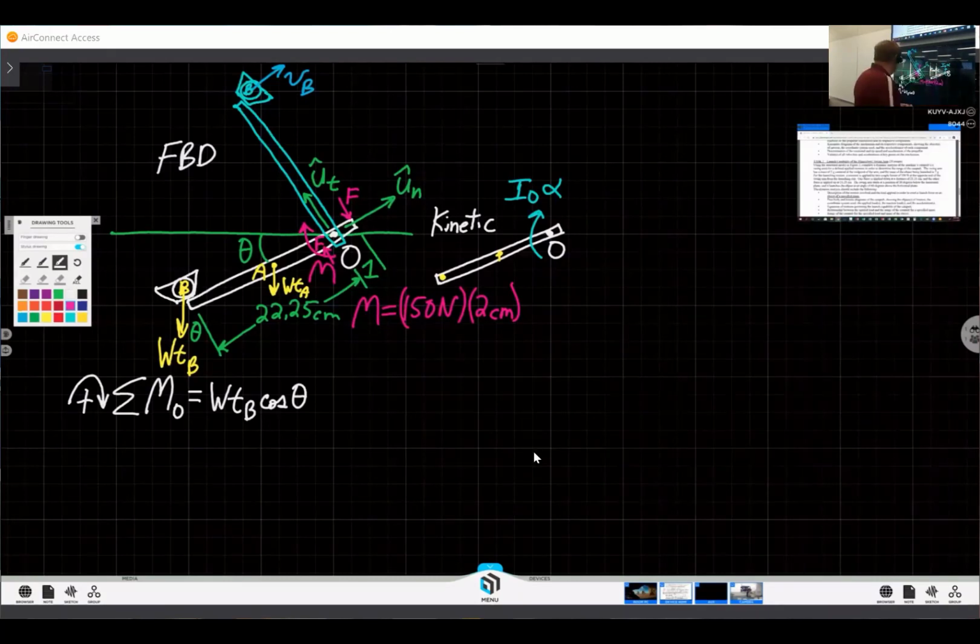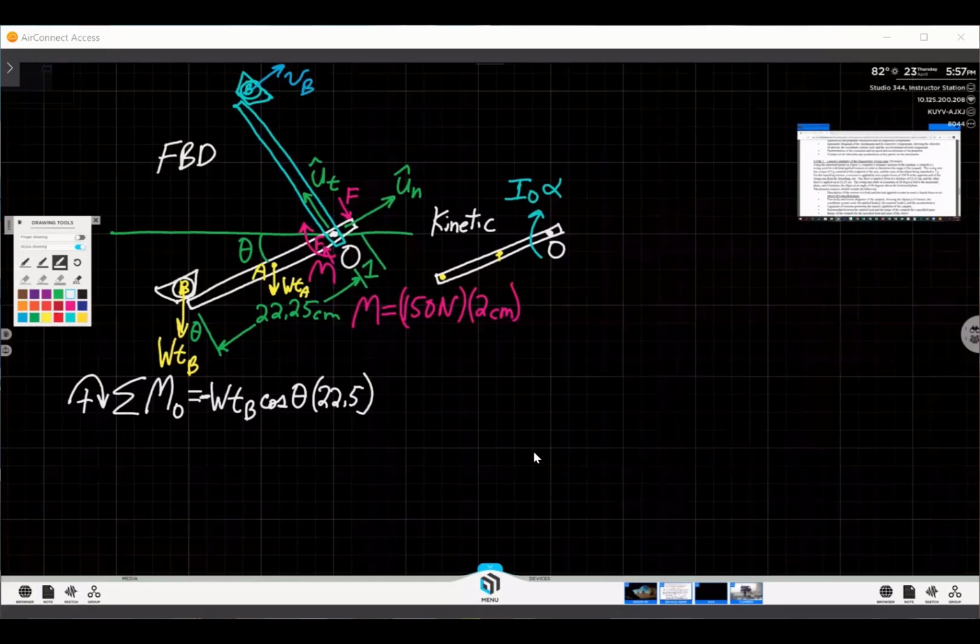On our equations of motion that we're working on here, now that we defined our direction, I'm going to go ahead and sneak in my minus sign for that weight of B. And we have that distance there of 22.5. The weight of A, we're saying, is in the middle of the arm.